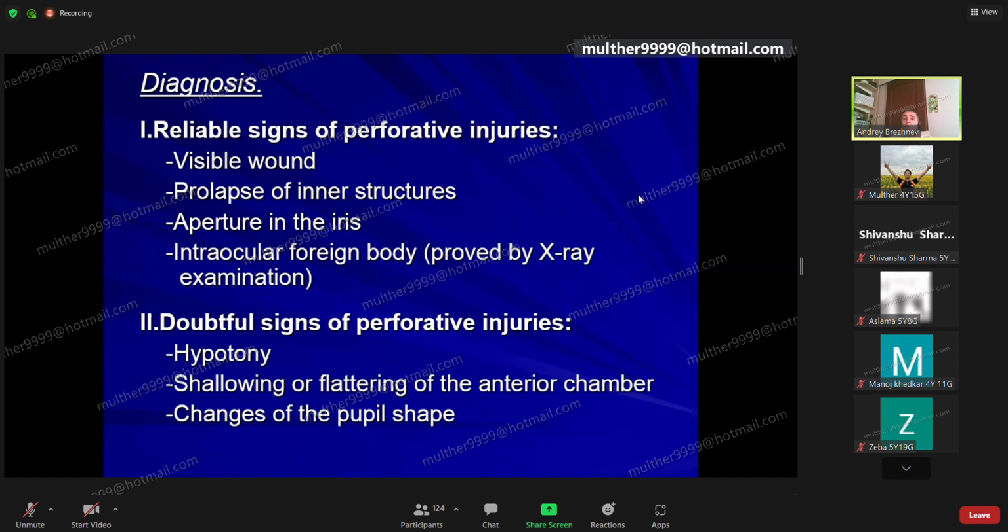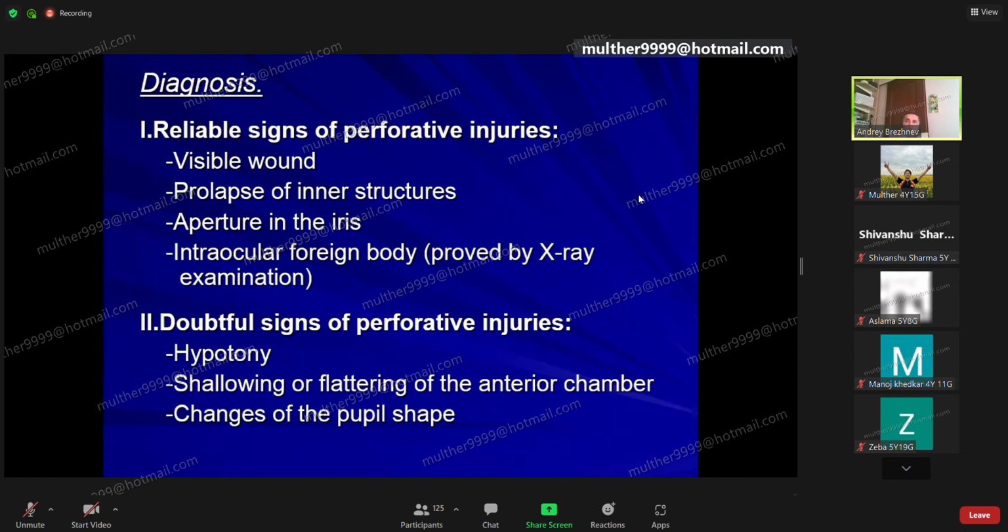And of course, presence of a foreign body. Sometimes you can see it with special equipment like a slit lamp. Sometimes we can find it on X-ray examination or ultrasound examination. The eye looks normal, but we can see inside the eyeball a part of metal.